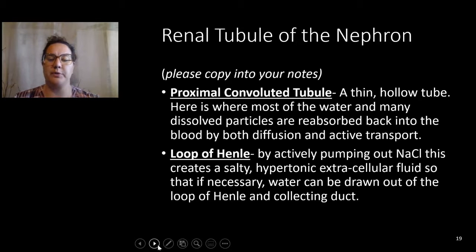The proximal convoluted tubule is a thin, hollow tube where most of the water and many dissolved particles are reabsorbed back into the blood, both by diffusion and active transport. This is followed by the loop of Henle, which drops down and then back up, actively pumps sodium chloride out of the loop of Henle, creating a hypertonic extracellular fluid. So water will then be drawn out through osmosis out of the loop of Henle and the collecting duct. So we actively pump out sodium chloride from the loop of Henle so that water can be drawn out with osmosis.